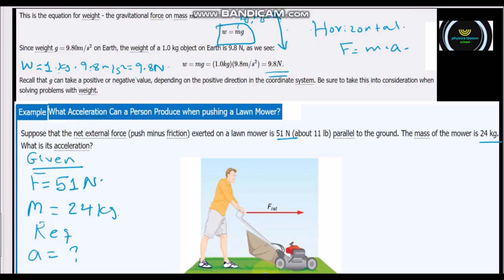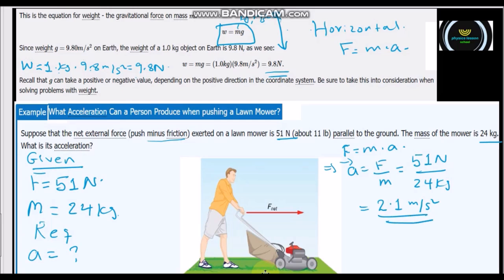Force is equal to mass times acceleration. This implies the acceleration is equal to force over mass, which in our case is push minus friction, 51 Newton, over the mass, 24 kilogram. Then the acceleration is around 2.1 meter per second squared. It's simple. Its unit is meter per second squared. That's the value of the acceleration. Great.